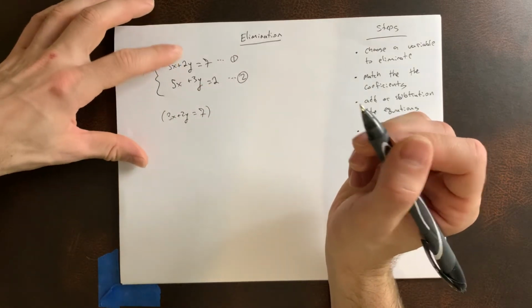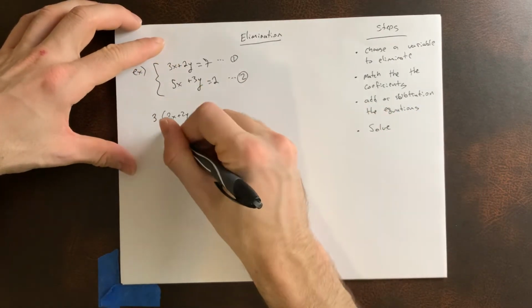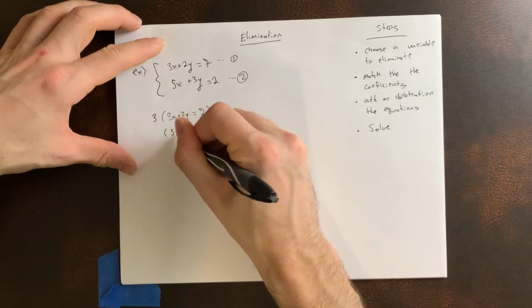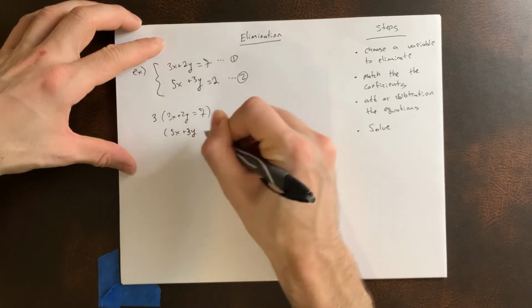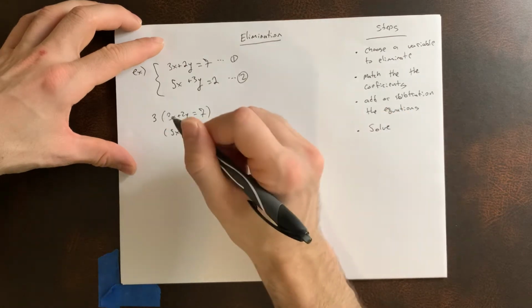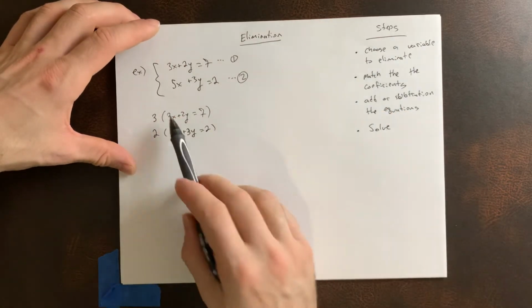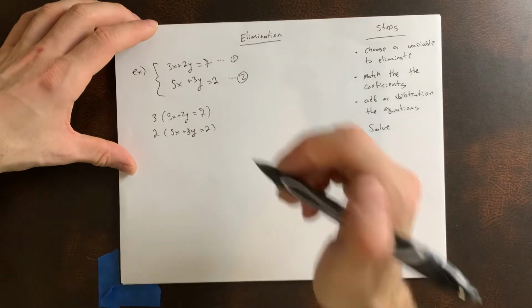And then let's multiply this equation by 3. And at the same time, let's take the second equation and we'll multiply everything by 2. So again, that's okay to do. We're just going to multiply everything by the same number, so nothing is changing.